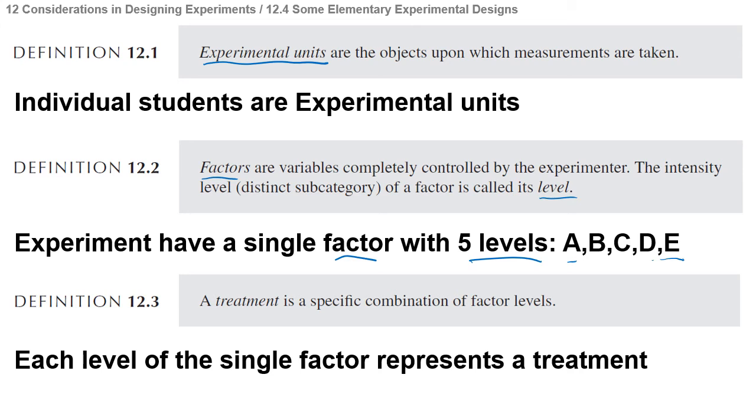Let's check definition 12.3. A treatment is a specific combination of factor levels. So in the previous example, each level of the single factor represents a treatment. So for A to E, each level represents a treatment.